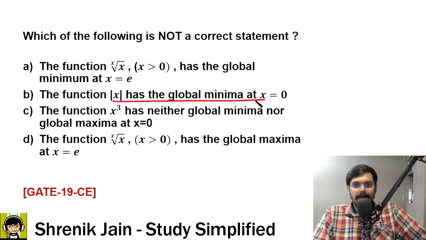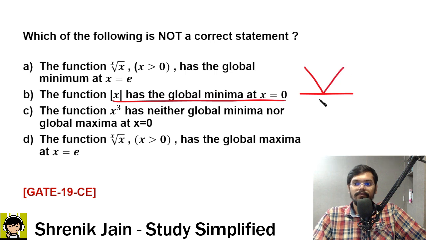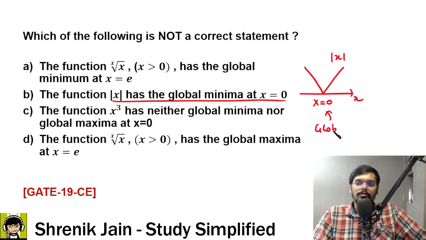See, some facts you know very well. Mod x has the global minimum at x is equal to 0. That is very obvious. Mod x graph is a V for victory graph. So at x is equal to 0, you attain the minimum and then you bounce back. Yes or no? Yes, we bounce back. So yes, it's a global minimum. So the statement was correct. So that option is wrong. X cube.